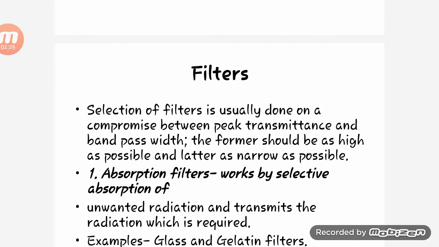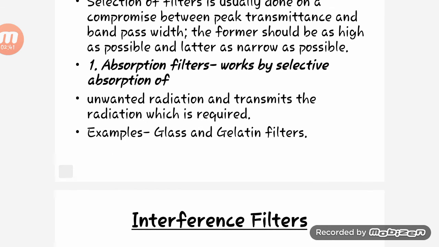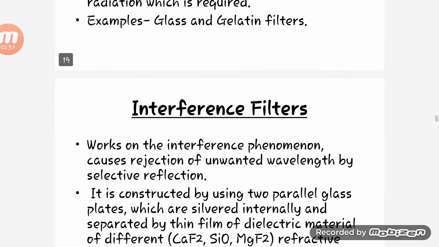Filter. Selection of the filter is usually done on a compromise between peak transmittance and band pass width. The former should be as high as possible and the latter as narrow as possible. First is the absorption filter, which works by the selective absorption of unwanted radiation and transmits the radiation which is required. Examples are glass and gelatin filters.